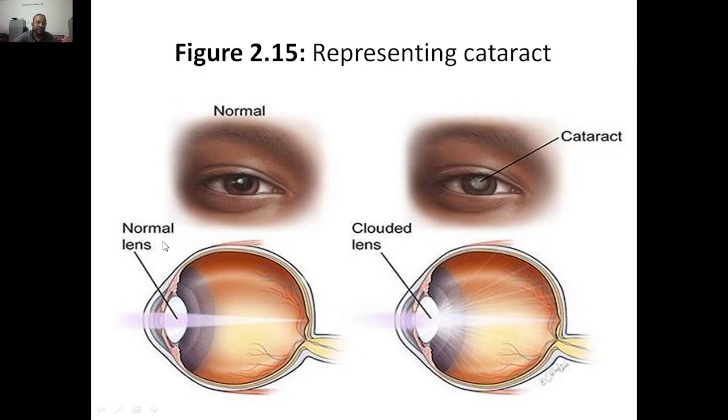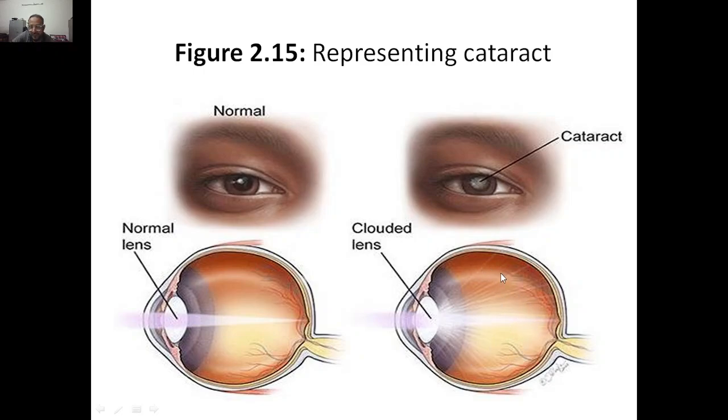So here normal lenses are there, and here clouded lenses. With the normal lens, see how sharp the image is, the light is focused properly onto the retina, to the rods and cones. Whereas here, since the lens is clouded, it has become opaque because of the blockage or grouping of these proteins. So it will disturb the focusing and distort the light.